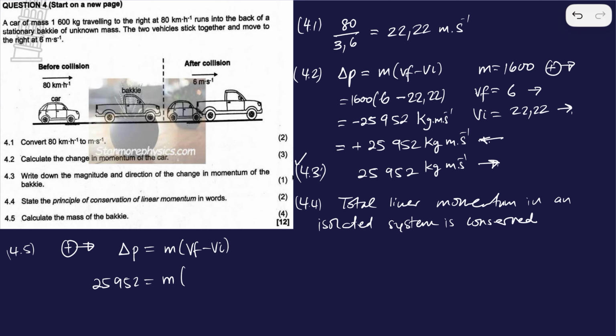The Vf, they tell us is 6. They're moving together after the collision. And then minus the Vi, they tell us that the bakkie was stationary, so 0. Now we simply solve for M. M is going to equal 4,325,33 kilograms. And that's the whole question done.